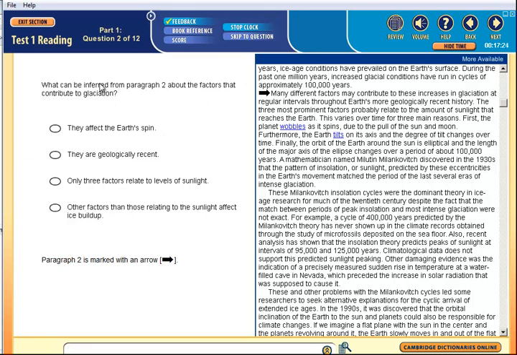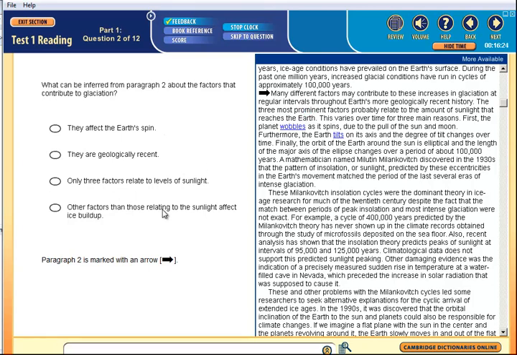What can be inferred? Alright, so we're looking at something not stated about the factors. The factors affect the Earth's spin. They're geologically recent. There's only 3 factors. Other factors affect ice buildup. Alright, many different factors may contribute to these increases. The 3 most prominent factors relate to the amount of sunlight. Wait. This is not true because 3 most prominent means 3 most important, which means there's more than 3. So here only 3, that can't be right. And so there must be other ones, right? That seems to be correct.